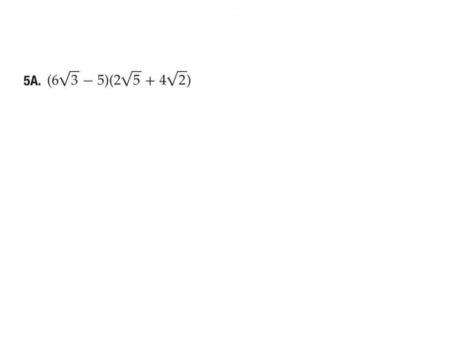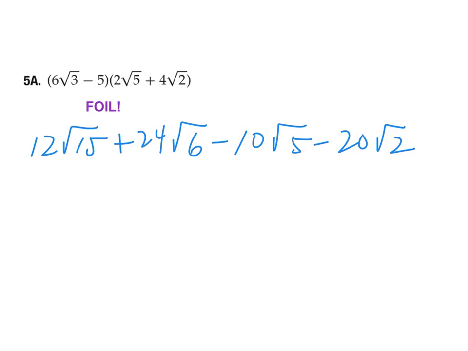What do you think I'm going to have to do here? Multiply how? Foil. That is correct. I have a binomial times a binomial. So you will need to FOIL. Please do that. So when you FOIL, your first step, you should have gotten this. Okay? Take a look. Make sure that's what you had.